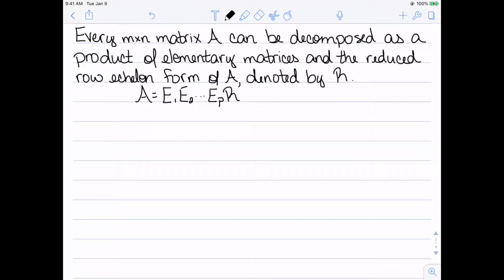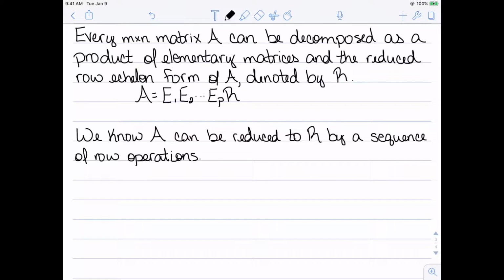My next big result says that every m by n matrix A can be decomposed as a product of elementary matrices and the reduced row echelon form of A, which we'll denote by R. So this means I can write A as E1, E2, etc., all the way up to E sub P times R, where all of these E's are elementary matrices and R is the reduced row echelon form of A. And we will prove this one.